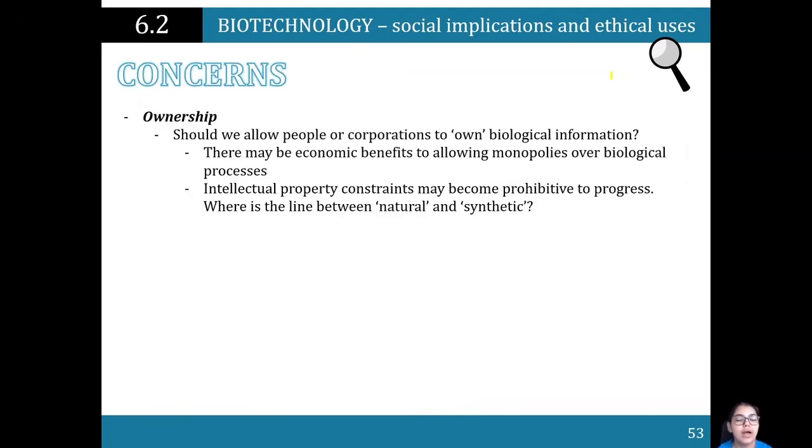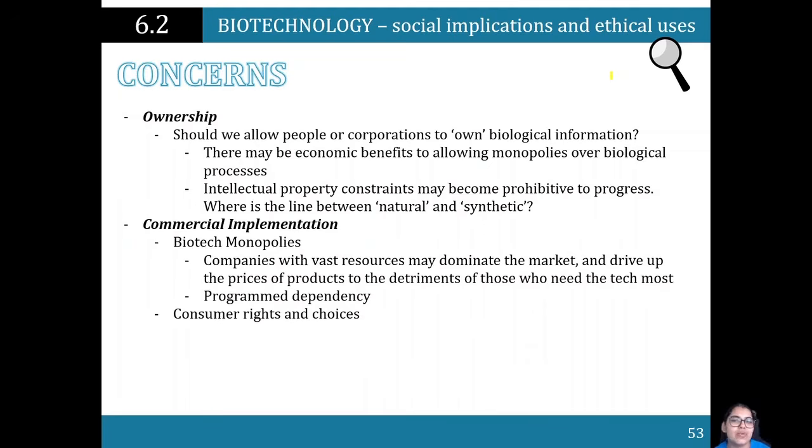Firstly, ownership. Should we allow people or big corporations to own biological information? And there can be economic benefits, right? And that can lead to the production of monopolies that possess biological processes, and the intellectual property constraints as well, so they can become prohibitive to process. So there is that line between natural and synthetic that is being blurred.